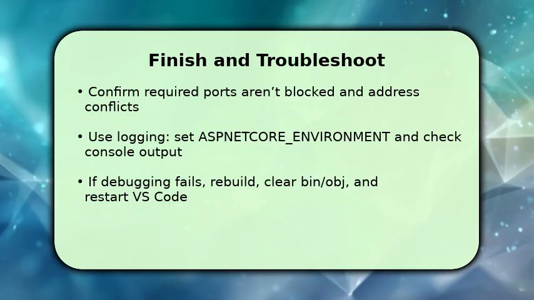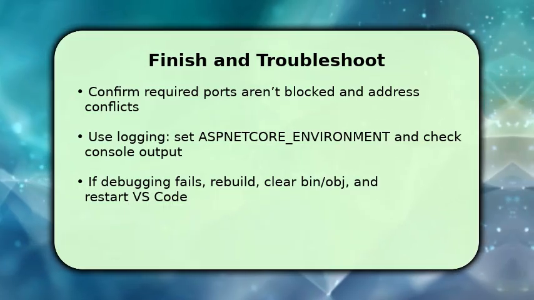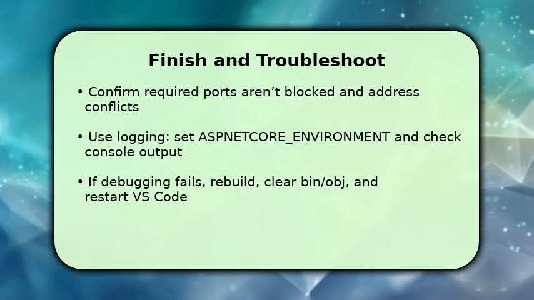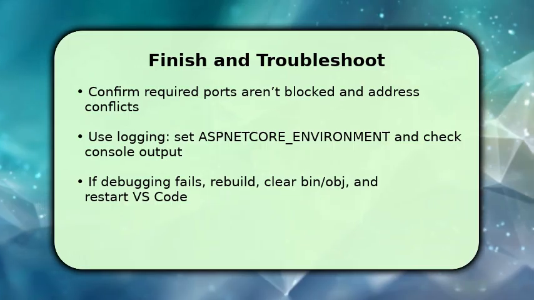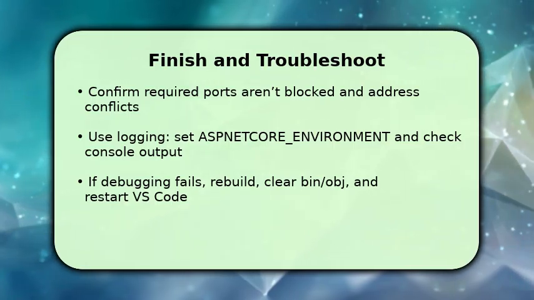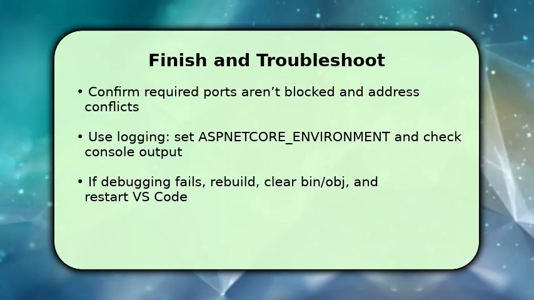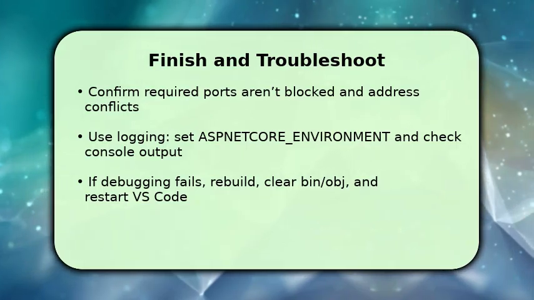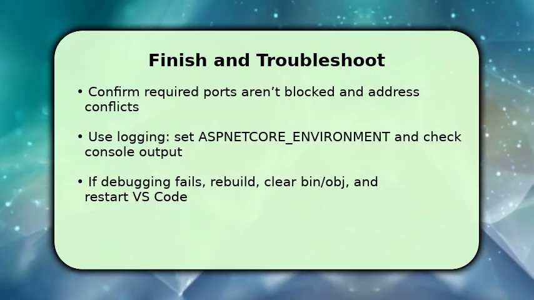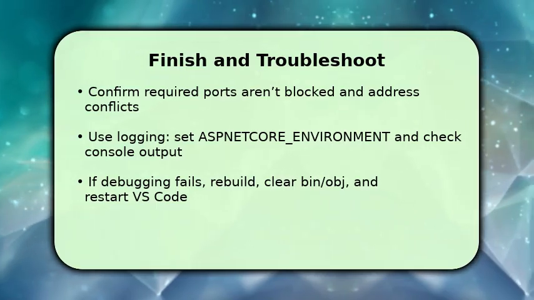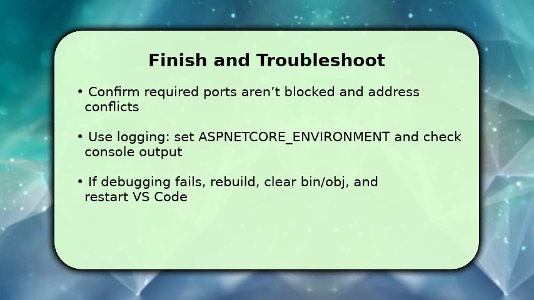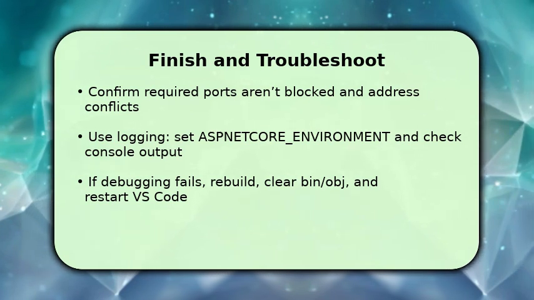If you hit errors, read the console logs. Setting the .NET Core environment to Development reveals detailed errors. For debugger problems, stop the session, clean the bin and obj folders, run dotnet build, then restart VS Code and try again. If a port conflict occurs, change the applicationUrl in launchSettings.json. One key tip: restart the IDE after extensions update to ensure the debugger works.